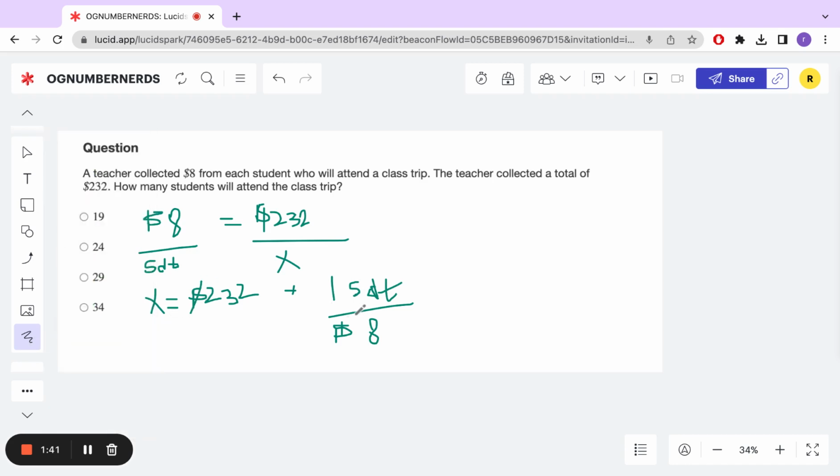The dollar sign is going to cross out. And now we want to divide $232 by 8. So I'm going to use long division.